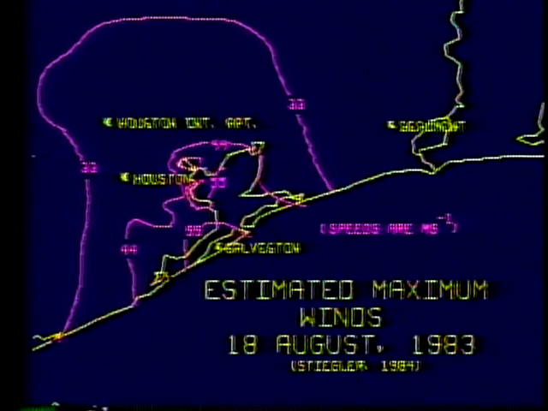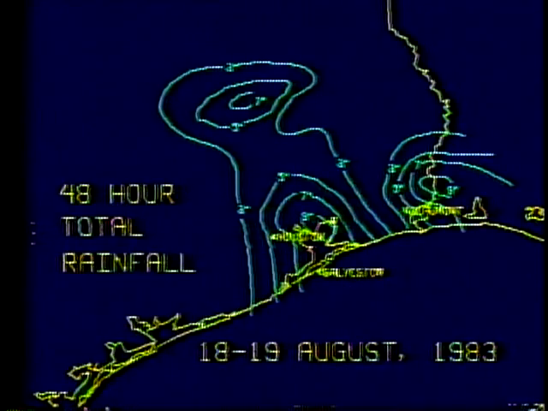Such asymmetry in the wind pattern is commonly observed in mature hurricanes and is due to the effect of adding the storm propagation speed onto a symmetric storm relative wind field. Rainfall amounts were also greatest to the east of the storm track. Values in excess of 7 inches were common over most of Galveston and the Houston metropolitan area.